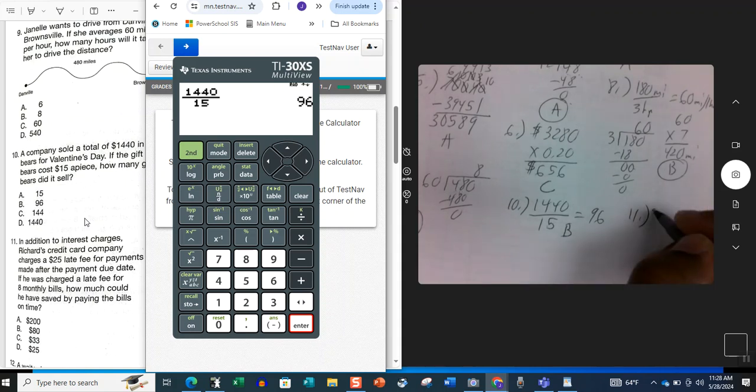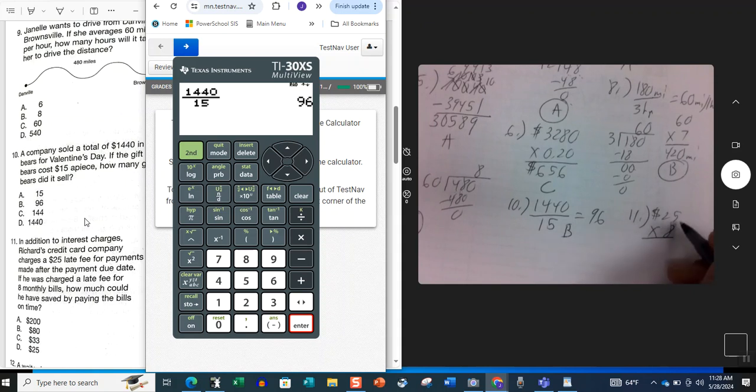So we would do the $25 times 8. 8 times 5 is 40, 0 carry a 4. 8 times 2 is 16, plus 4 is 20. So he would have saved $200, which would be A.